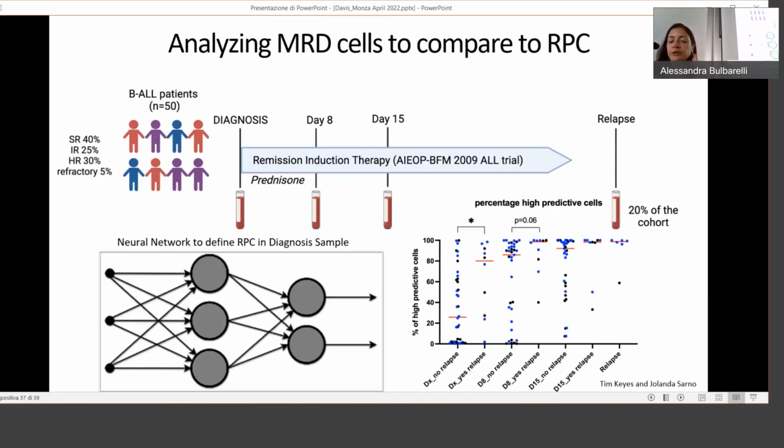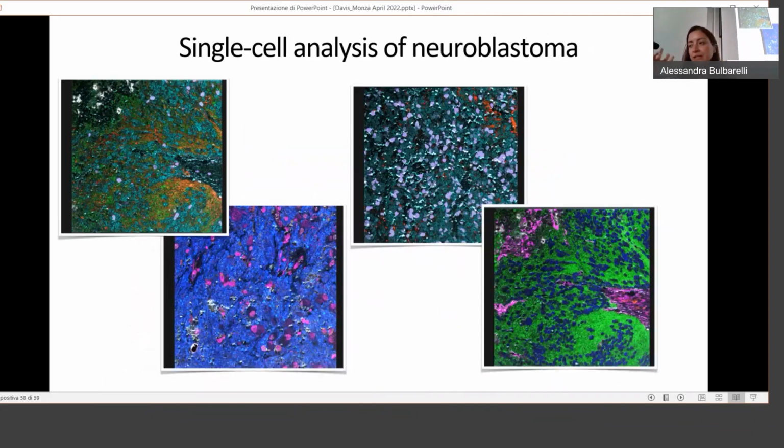And we already have some preliminary data showing that neural network modeling can really start to call out relapse predictive cells very early in both diagnostic and MRD samples. And then, last data slide, I mentioned that we're doing some solid tumor work.